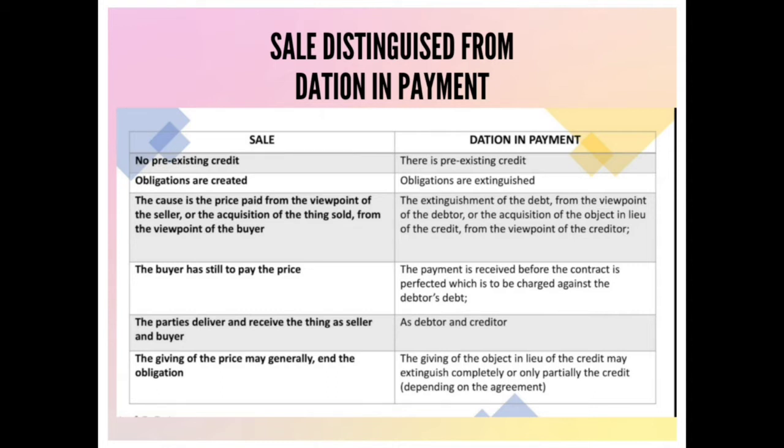Next, sa sale, the buyer has still to pay the price. Babayaran niya pa lang yung product. So, sa dacion in payment, the payment is received before the contract is perfected, which is to be charged against the debtor's debt. Sa sale, the parties deliver and receive the thing as seller and buyer. The dacion in payment, as debtor and creditor.